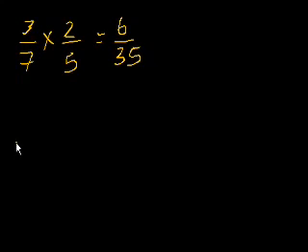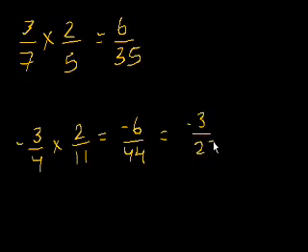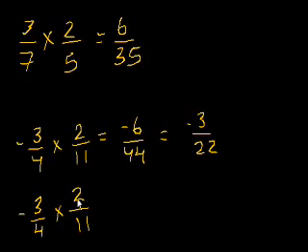If I had -3/4 times 2/11, well, that's -6/44, which is the same thing as -3/22. And we could have done that cross-dividing trick here. Let's do it again with the cross-dividing, -3/4 times 2/11. We say, oh, well, 2 and 4, they're both divisible by 2, so let's divide them both by 2.